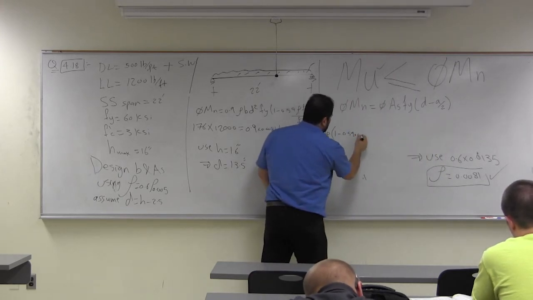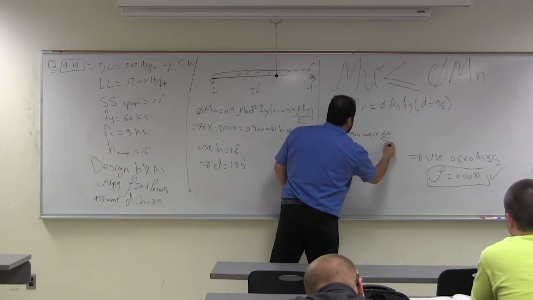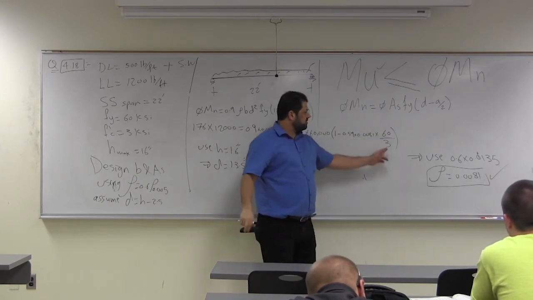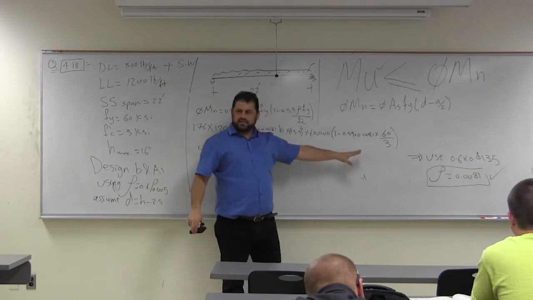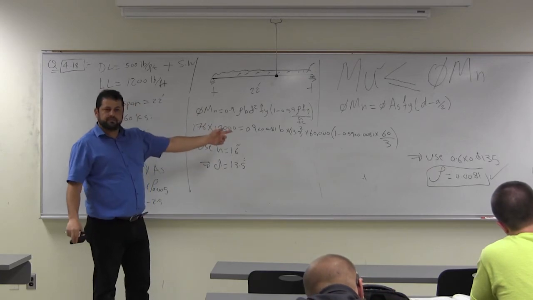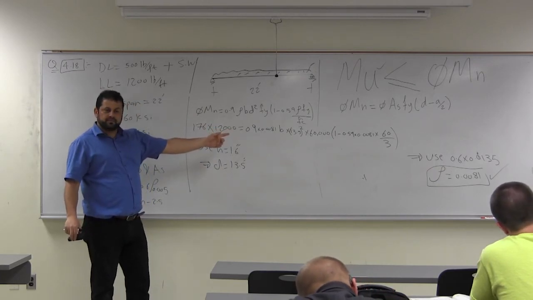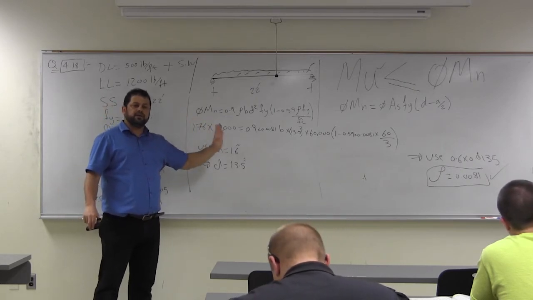So times 0.0081 times 60 over 3. You're going to say, no, it's 60,000 over 3,000. Doesn't matter. When you divide them here, they cancel each other. You solve for this one, you get B, the minimum B you need to use.